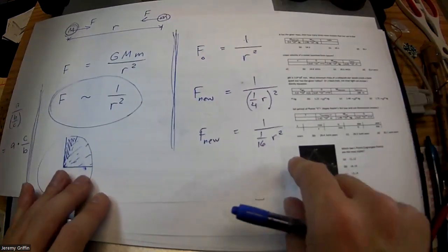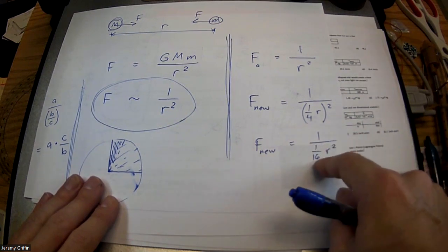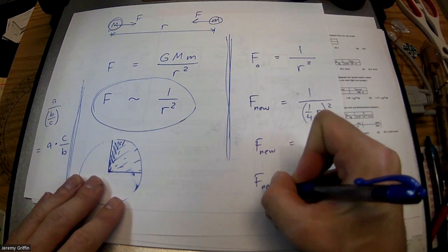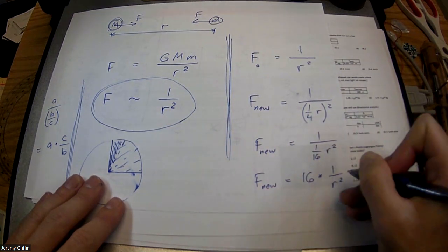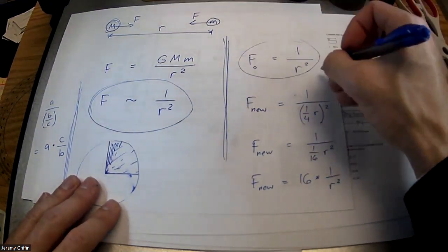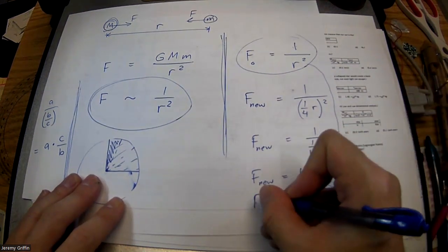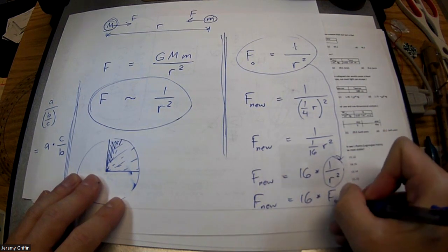And we're going to do the same thing over here. If you have 1 divided by 1/16, is that the same thing as multiplying by 16? So isn't F new equal to 16 times 1 over R squared? That's the same thing, right? But 1 over R squared was the original force. So the new force is 16 times the old force.